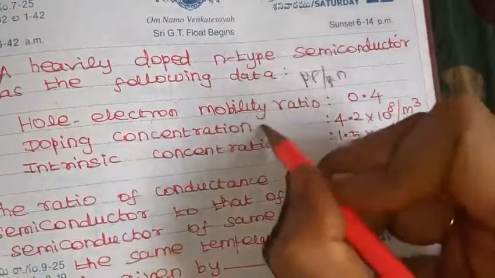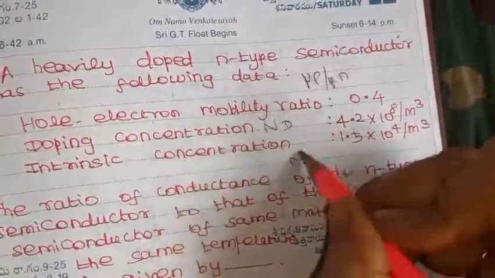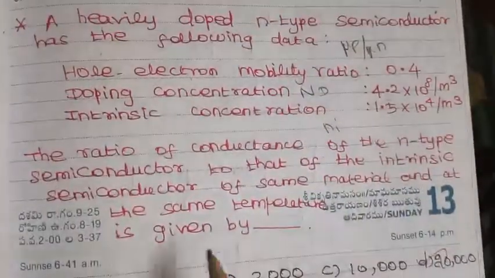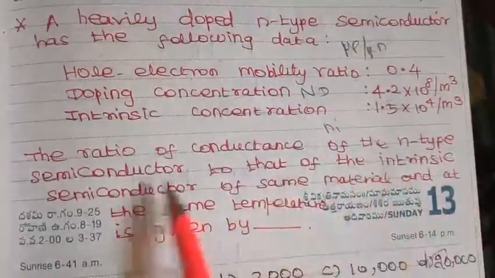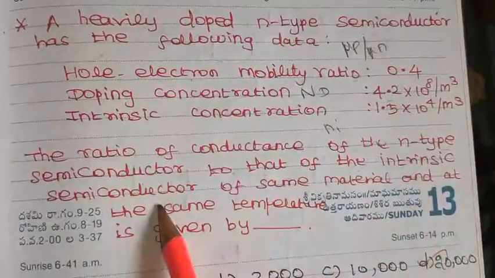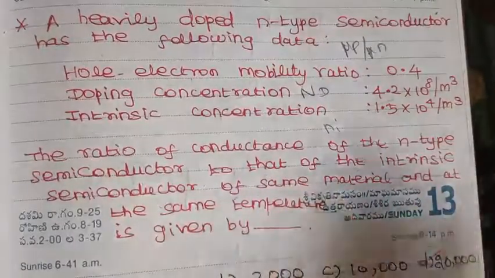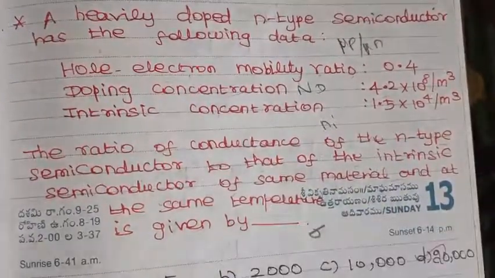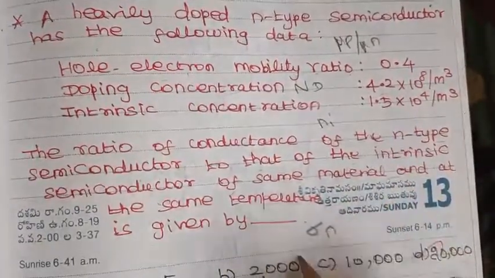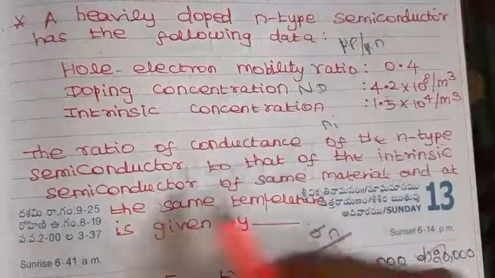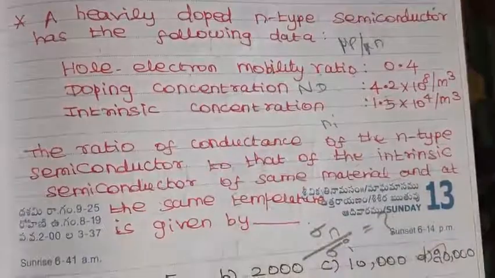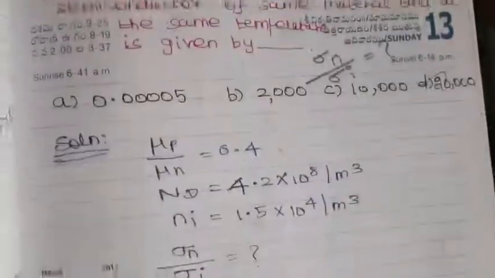This is Nd. Intrinsic concentration is nothing but Ni. All data is given. So what we are going to find out is the ratio of conductance of the n-type semiconductor to that of the intrinsic semiconductor of the same material at the same temperature. So the ratio of conductance means sigma of n-type to sigma I. So we are going to find out the ratio of sigma n to sigma I.